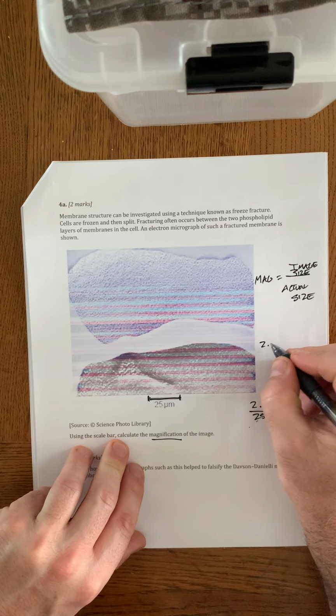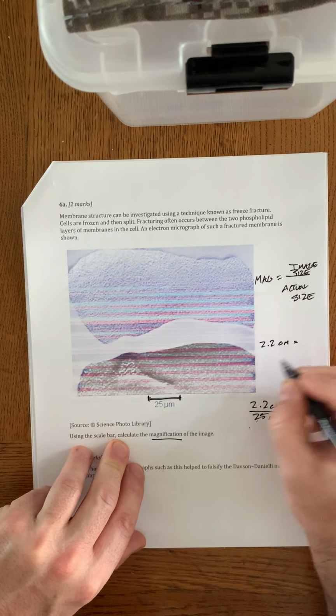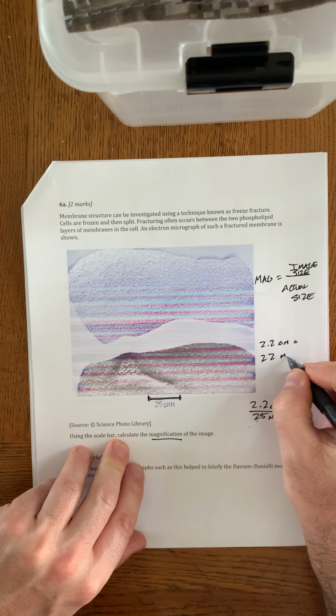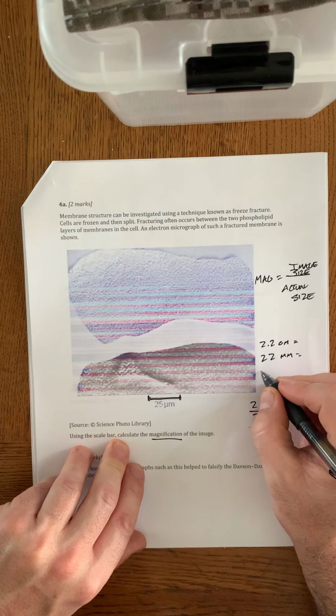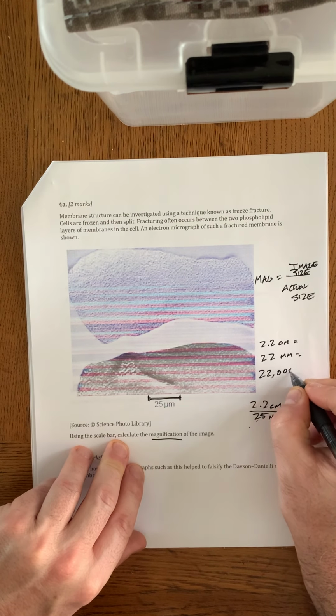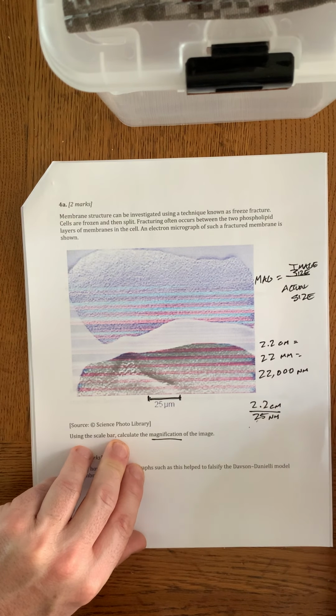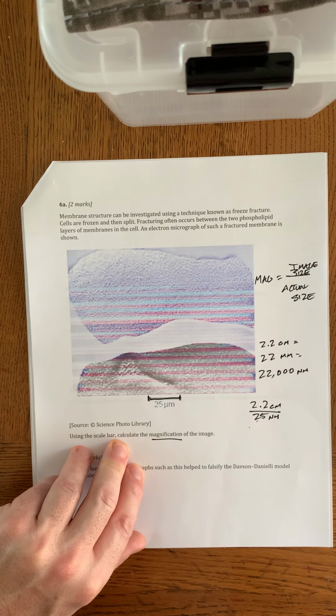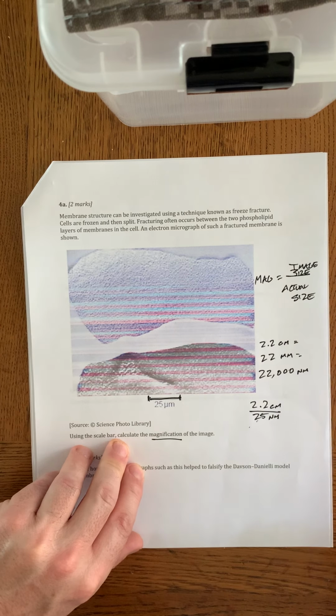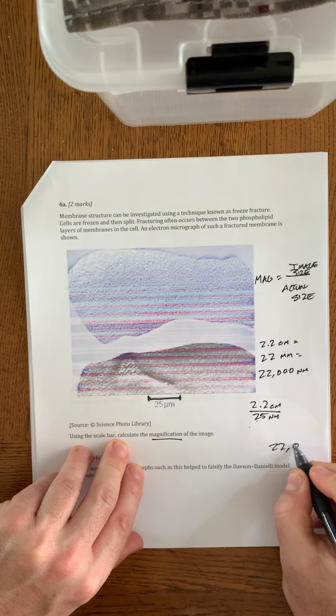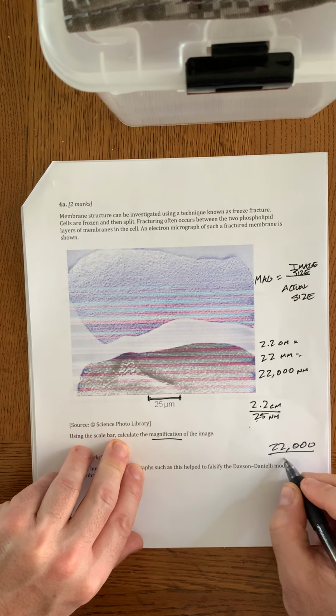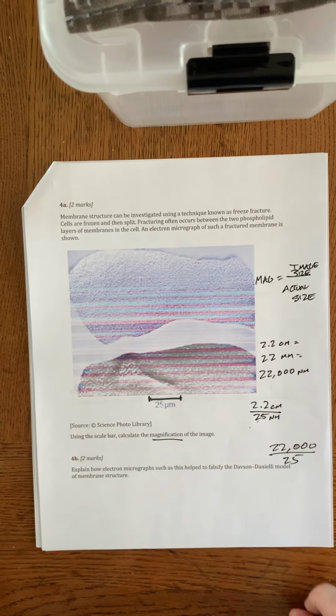So 2.2 centimeters is equal to 22 millimeters, and you go up by a factor of 1,000, so it'll be 22,000 micrometers. Shoot, I don't have a calculator, it's on my telephone. That sucks. Again, I made the same mistake.